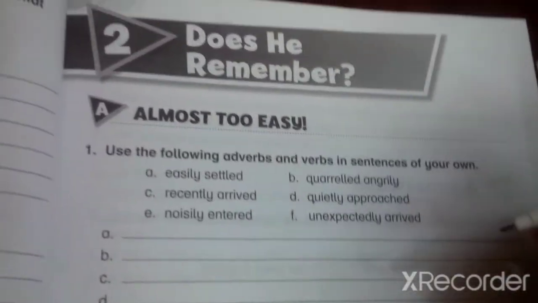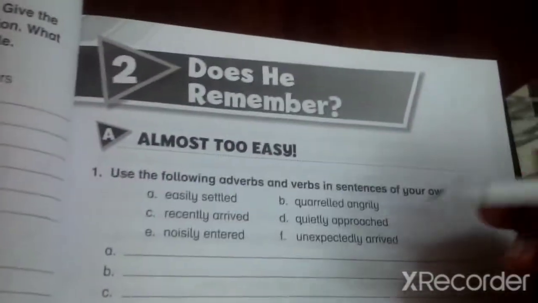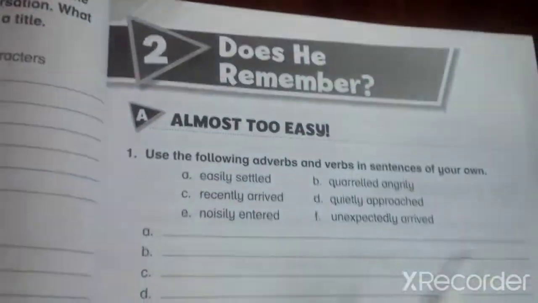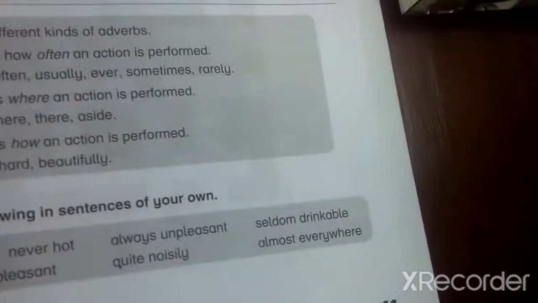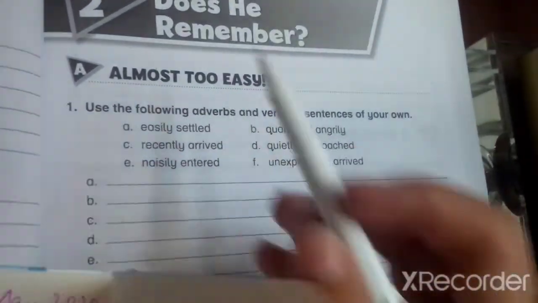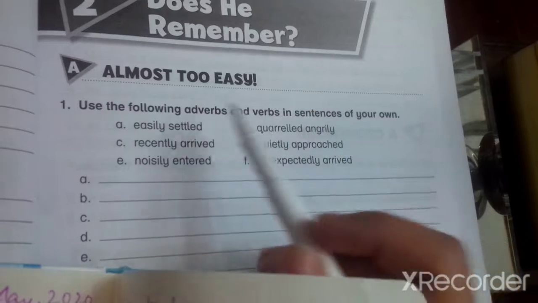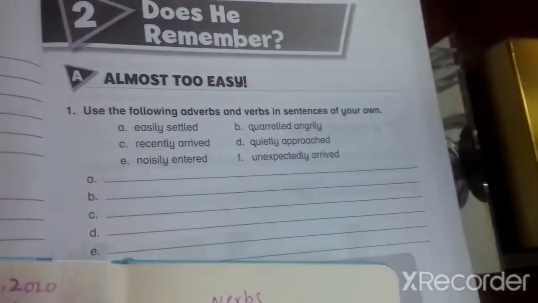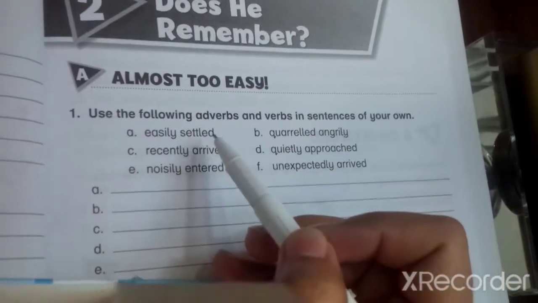Okay, so in this video lecture I will be teaching you a new grammar concept. So you have to turn to page number 11 of your workbooks, New Oxford Modern English workbook 5. Okay, so basically in this exercise A, question number 1, you have to use the following adverbs and verbs in sentences of your own. Now I will give you an example how we can use them.